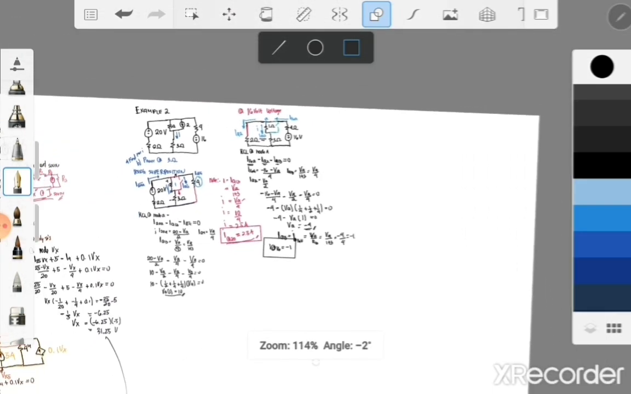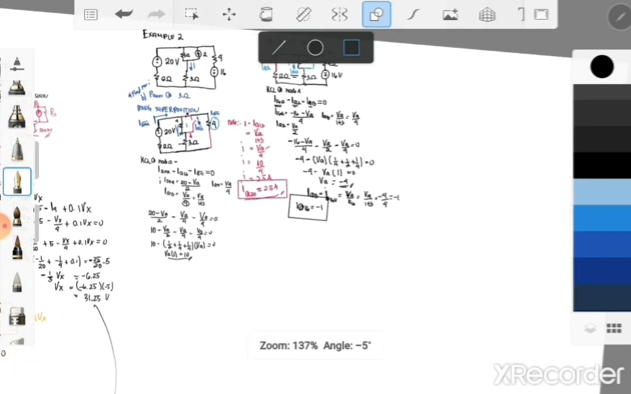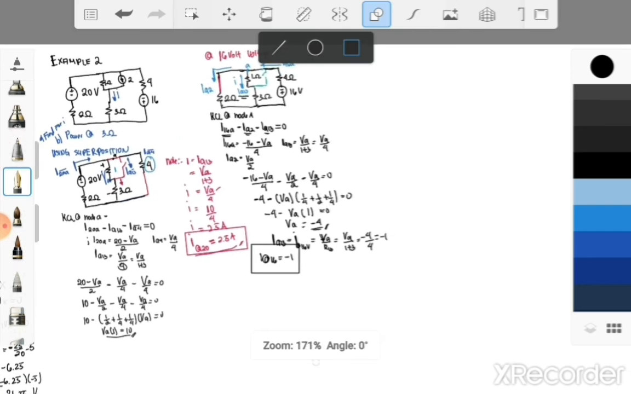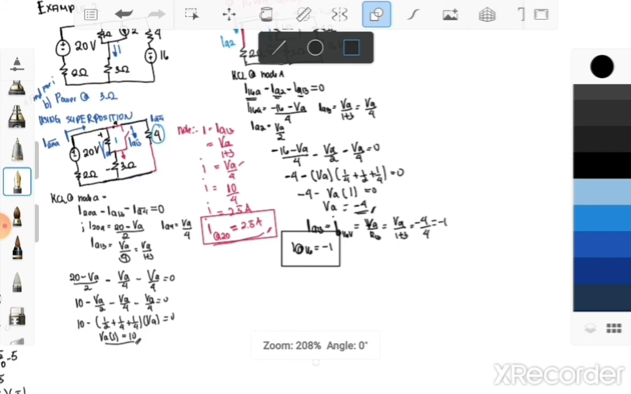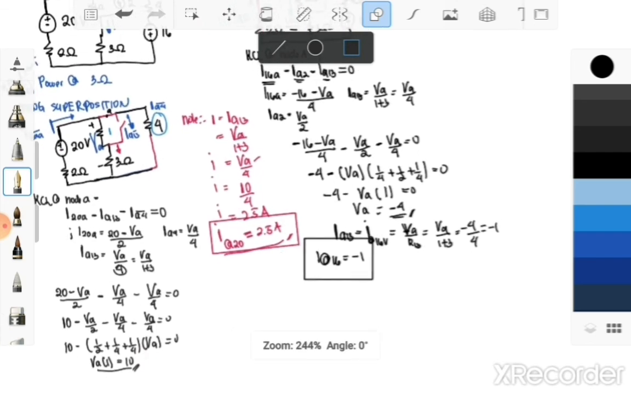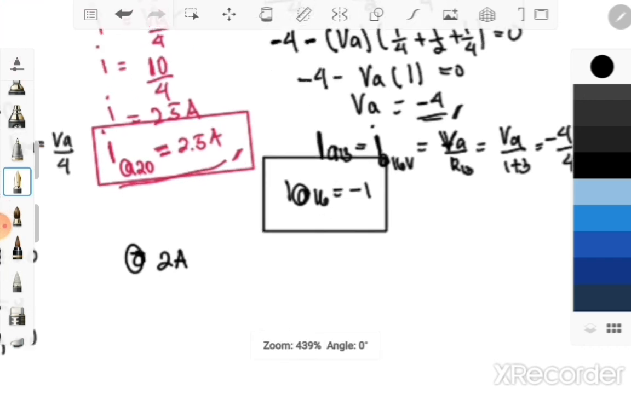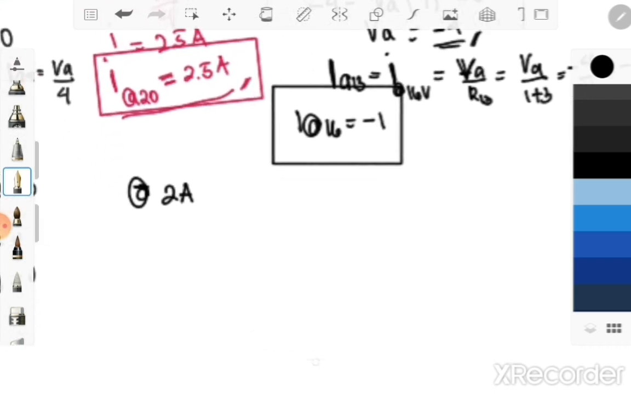Next is our circuit with the 2 amperes, or the current IA with the contribution of our 2 amperes. So at 2 amperes tayo, at 2 amperes. So what will be our circuit diagram? So take note that your 20 volts will be shorted and also your 16 volts will be shorted. So this will be the diagram.